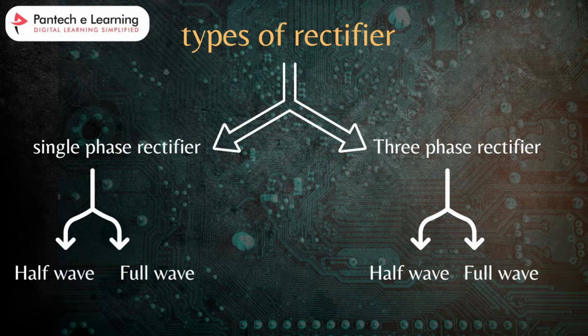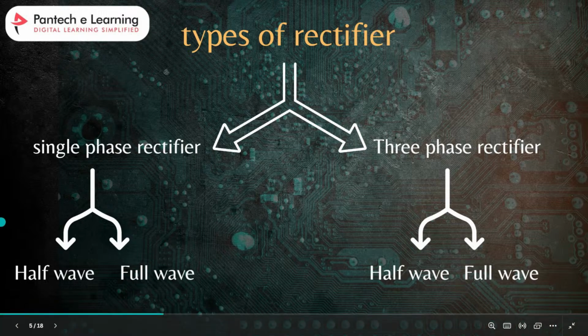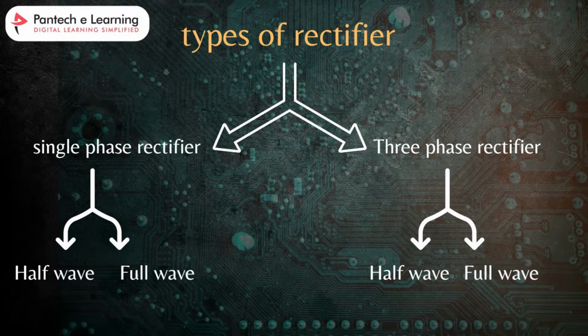There are two main types. One is a half wave rectifier, another one is a full wave rectifier. Half wave means it allows only half of the AC cycle. Full wave means it converts both halves of the AC cycle. And next one is the three phase rectifier.